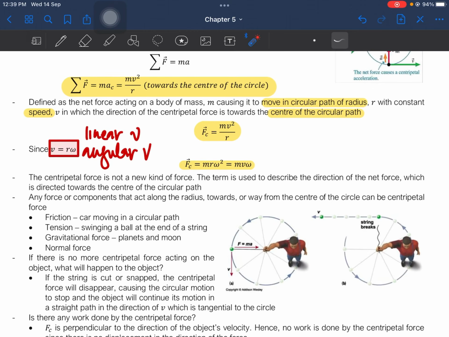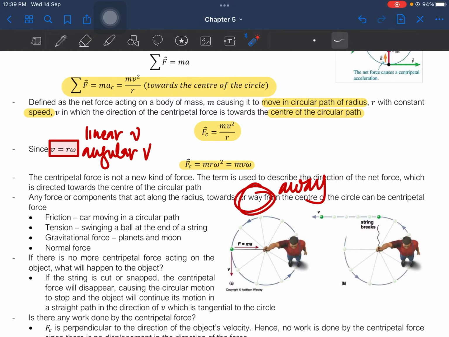And then what else? Please note that the centripetal force is not a new kind of force. This centripetal force is just a term that is used to describe the direction of the net force. The direction, you know, is towards the center of the circular path. So any force or components that act along the radius towards or away from the center of the circle can be centripetal force.